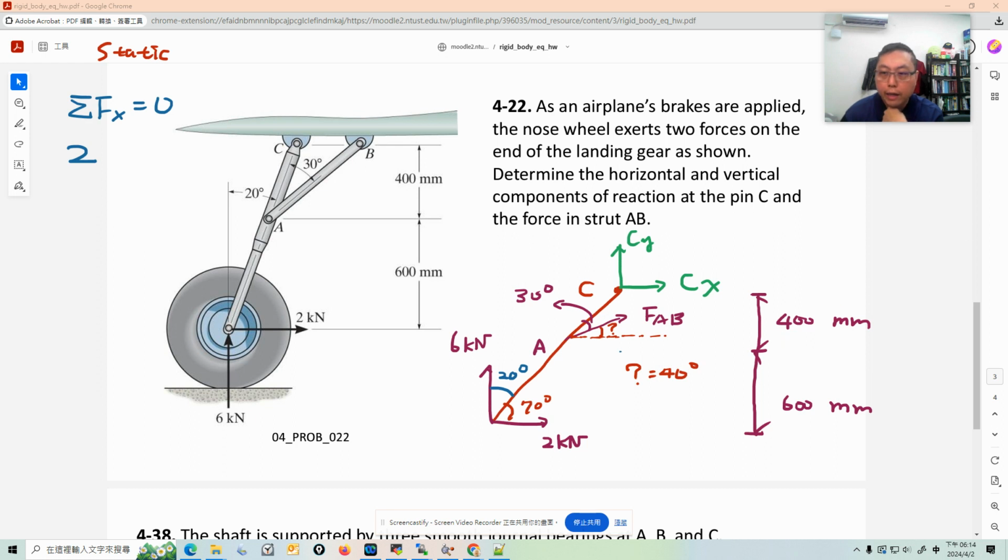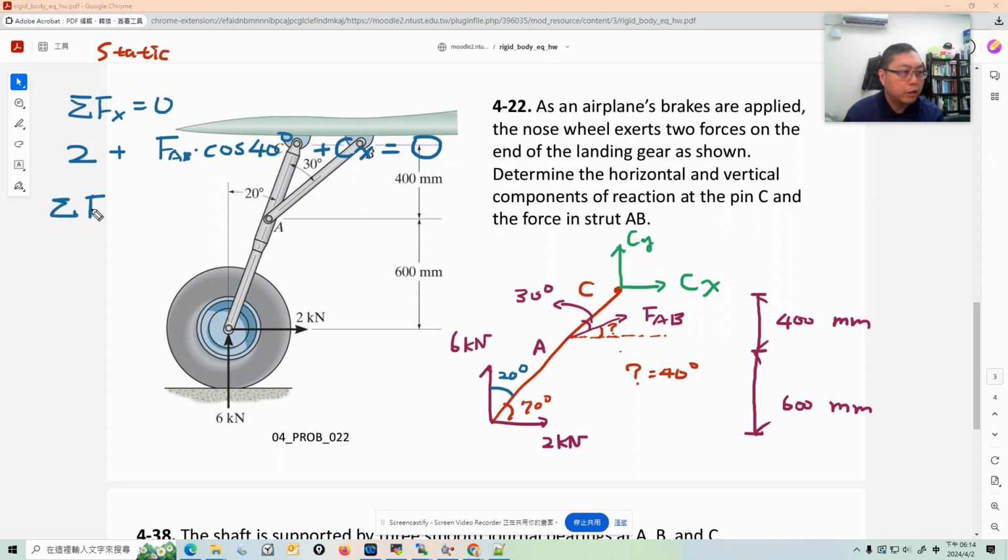Then we can write the equation. The 2 is an x component pointing to the right, so it's positive, and then FAB times cosine 40 degrees, also pointing to the right, so it's positive. And also we have CX, equal to 0. In this equation we have only one equation but two unknowns, so it is not solvable.